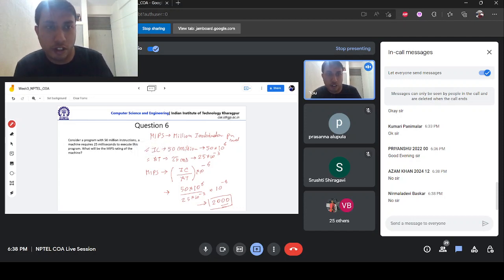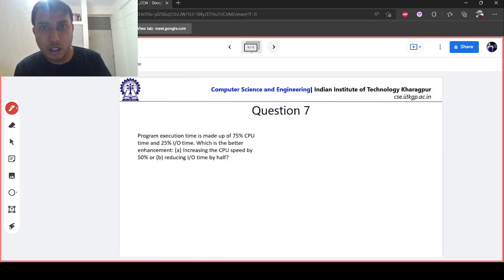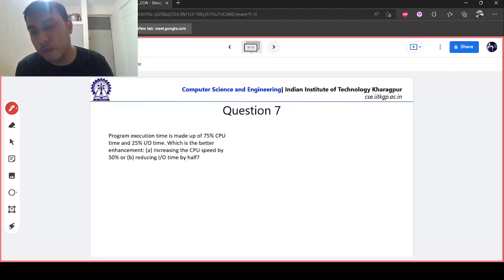Okay, I will move to the next question then. Given program execution time is made up of 75% CPU time and 25% IO time. Which is a better enhancement: increasing the CPU speed by 50%, or reducing the IO time by half, not 50%? So we will be using Amdahl's law.